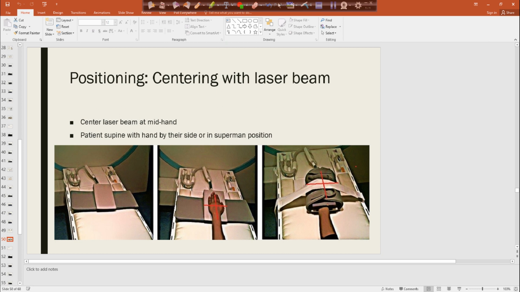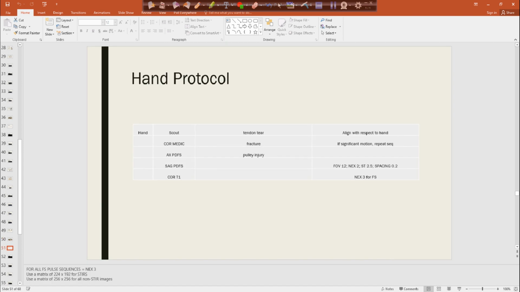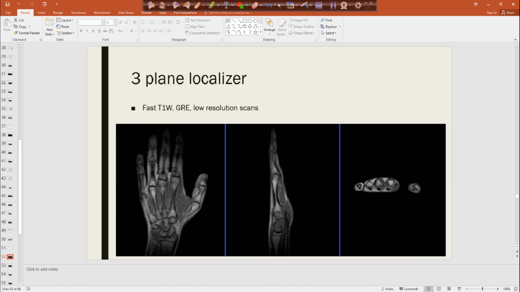But you want all the fingers to be on the same plane because think about it, if you get coronal images through the fingers, you're going to have to increase the amount of slices if they're not on the same plane. So make sure all your fingers are on the same plane. A sponge could really help with that. You wrap your coil around it, strap them in. That's what your localizer looks like.